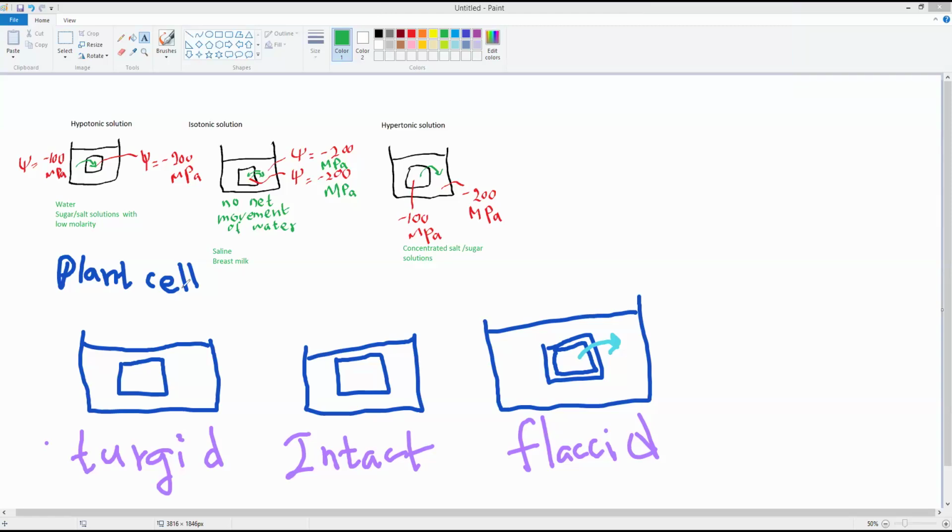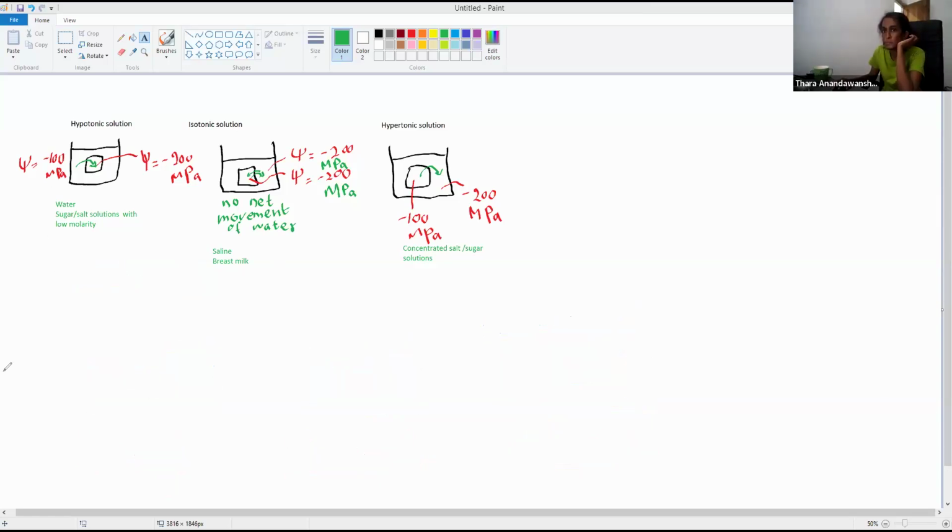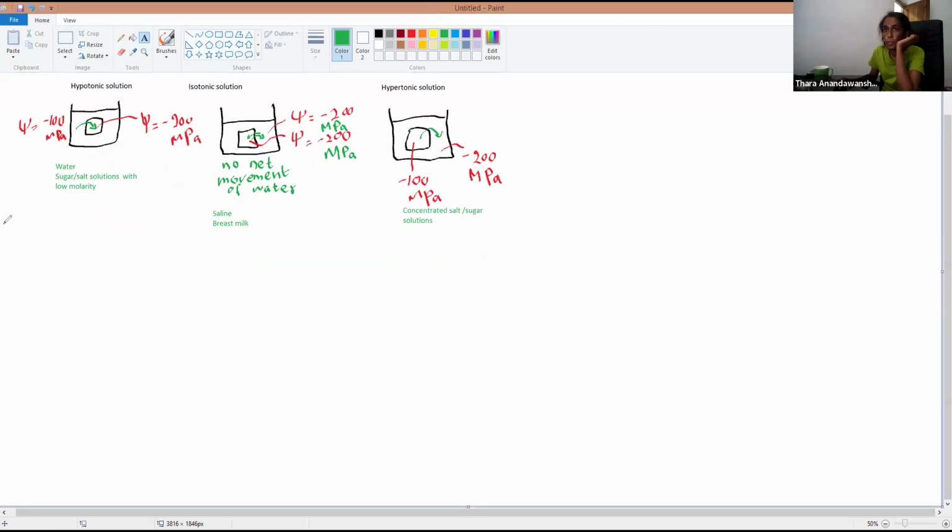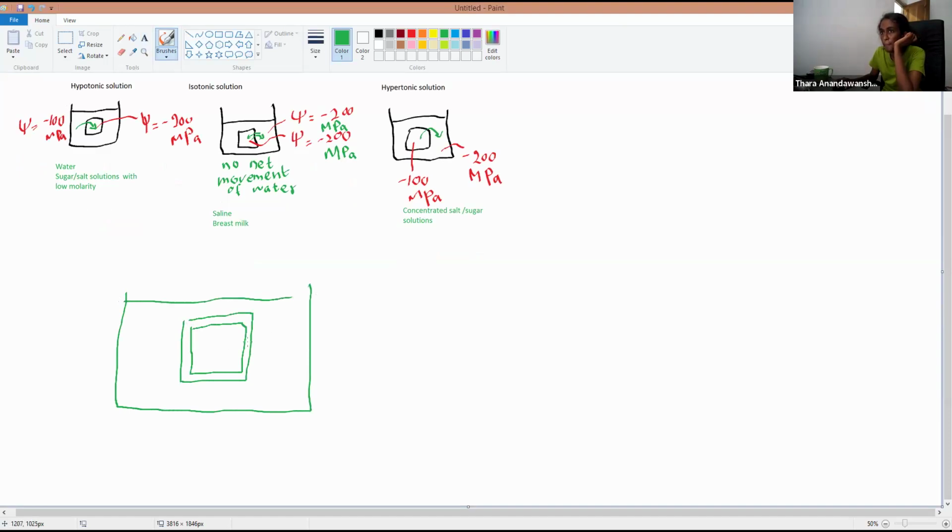Okay, teacher. Hi. So I'm telling about the flaccidity also. This is what is going to happen. If you put a plant cell in a hypertonic solution, initially the water is going to come out from the plant to the external solution.